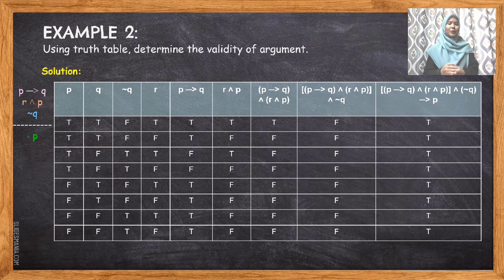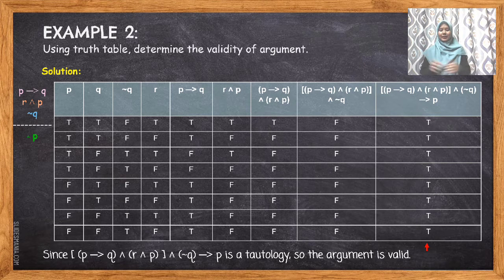For P implies Q and R and P and negation Q, we will get all false. Then the last column, P implies Q and R and P and negation Q implies P, will get all true. Since the last column is all true, that means it is a tautology. So the argument is valid. That's all from my part.